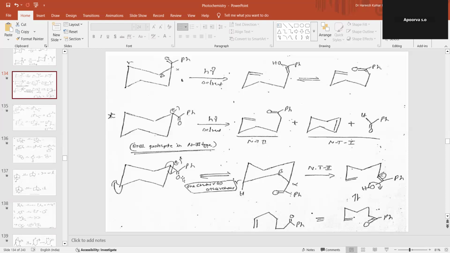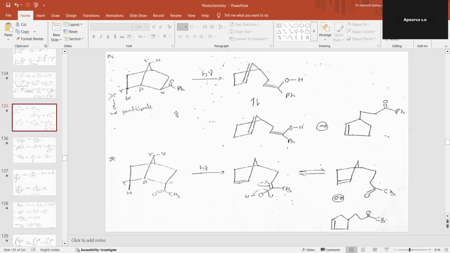So this is again the equatorial one. What is happening here? Norrish type II reactions. In the Norrish type II reaction, there is alpha-beta bond cleavage, forming an enol product. Then the obtained products are ketone. I will go to the next slide.